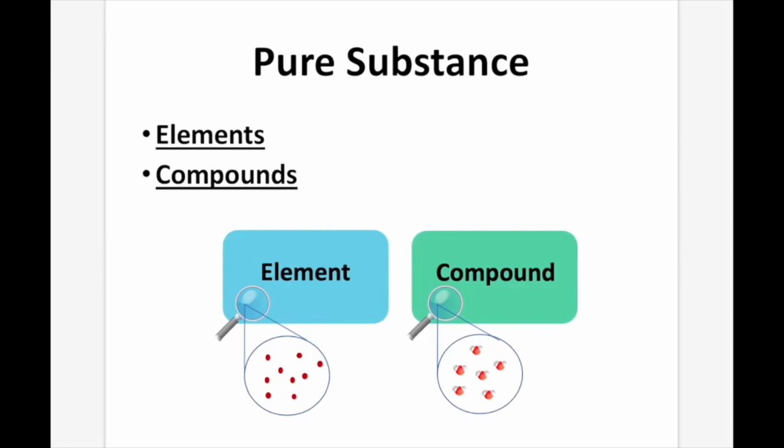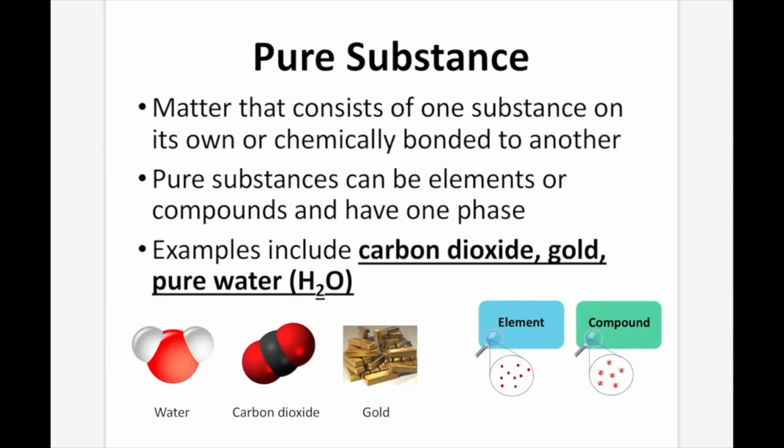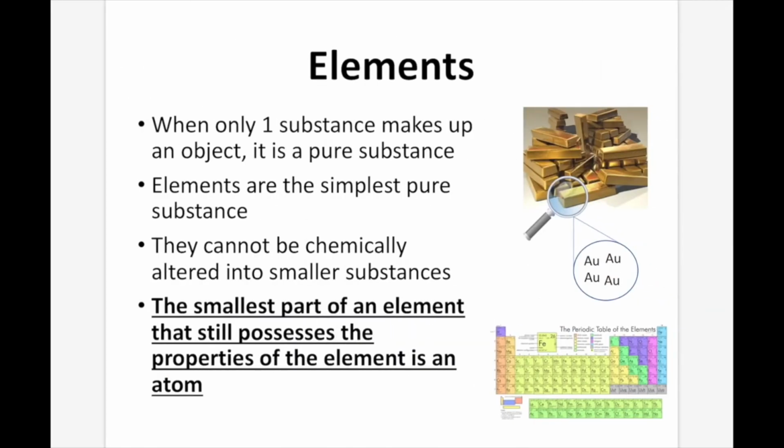Now we've talked about mixtures, how they can be heterogeneous and homogeneous. Now we're going to move on to pure substances. Pure substances can either be elements or compounds. Pure substances are matter that consists of one substance on its own or chemically bonded to another. They have one phase, and examples include carbon dioxide, gold, pure water, etc. So let's start with elements.